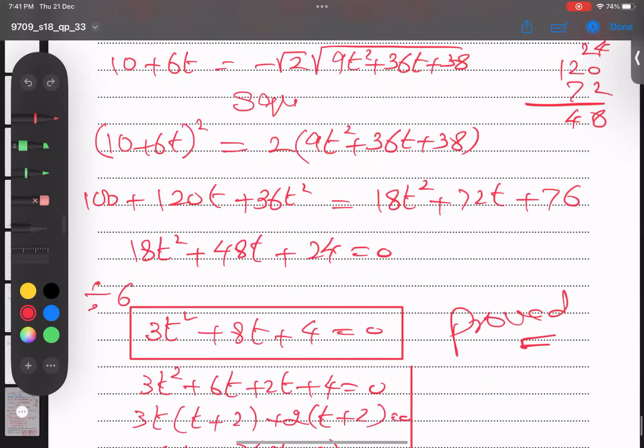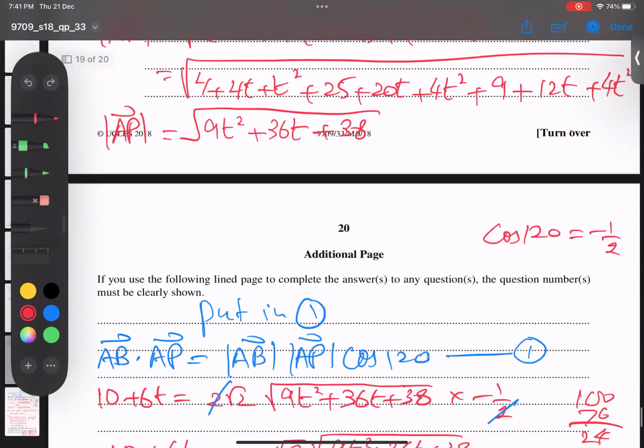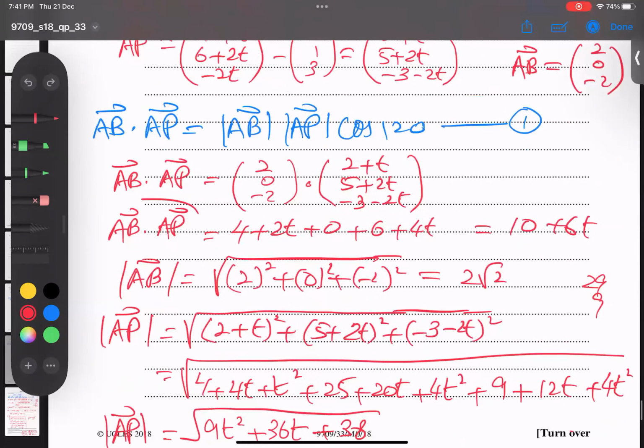Where is the dot product, student? Dot product is here. This dot product. So if this value is negative, then it goes. So it means 10 plus 6t will decide. So I will take from here 10 plus 6t. This is what, student?